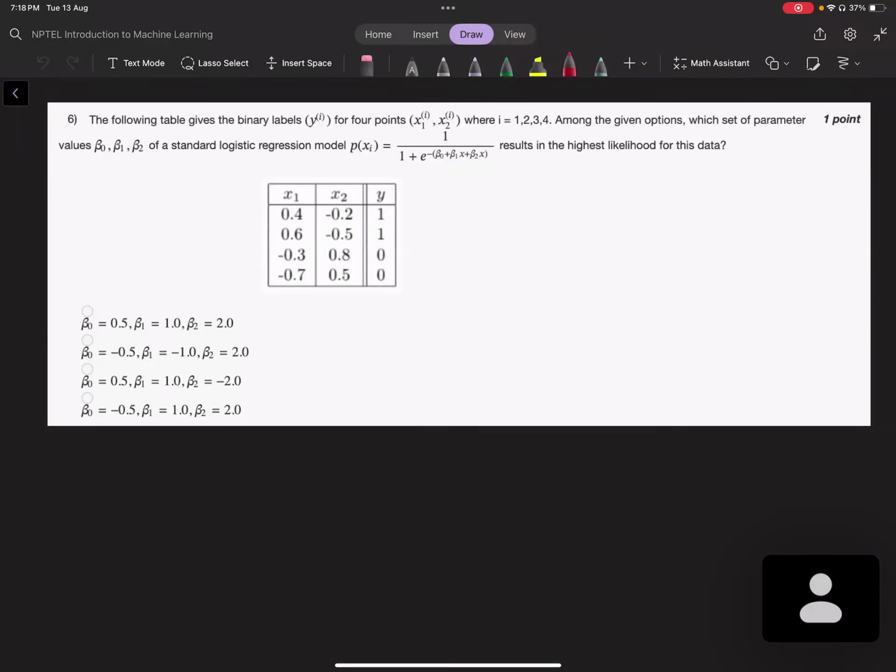which have the lowest loss. So you take these parameter values and put them here, and get the values for this one, then this one, and this one. After putting it here for option A, it would be 1 by 1 plus e to the power minus (beta 0 plus beta 1 x1 plus beta 2 x2). So it will be x1, x2, okay, not just x.